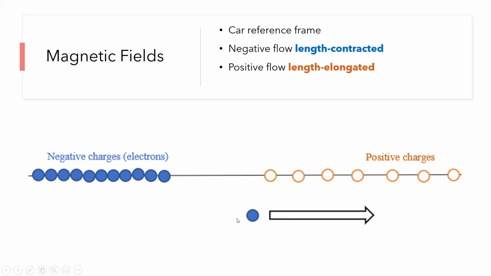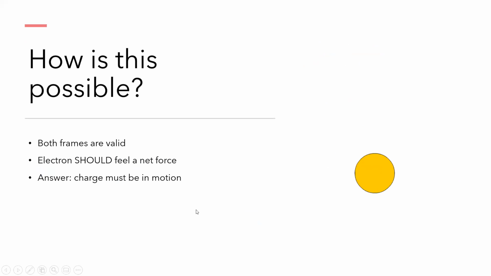So then it appears that the electron should be accelerating to the right because it will be attracted by the positive and repelled by the negative. But how is this possible? Both reference frames are valid. We can't just change reference frames and break physics. According to the lab reference frame, the desk reference frame, the electron shouldn't move. All the points along the wire are neutral, so it shouldn't move.